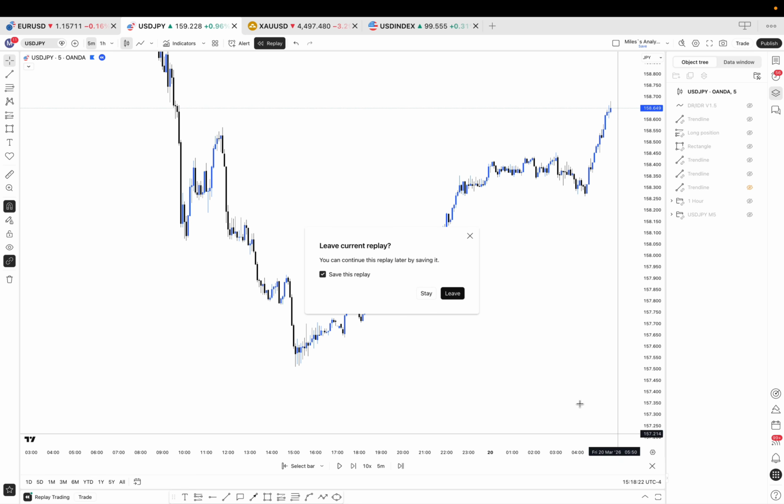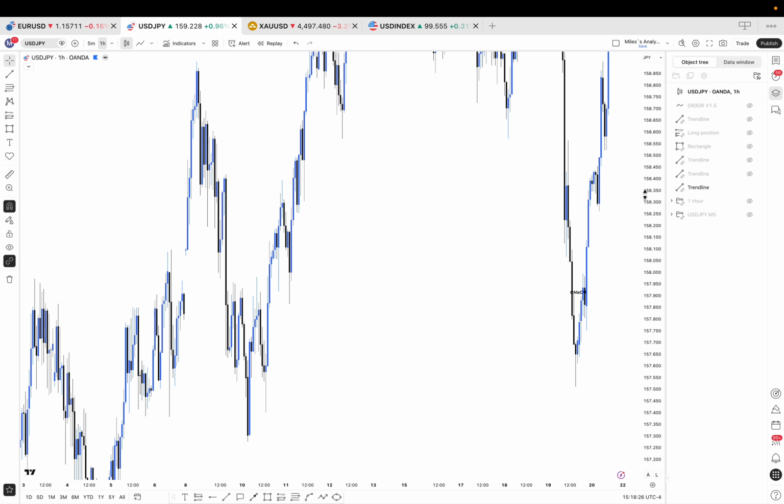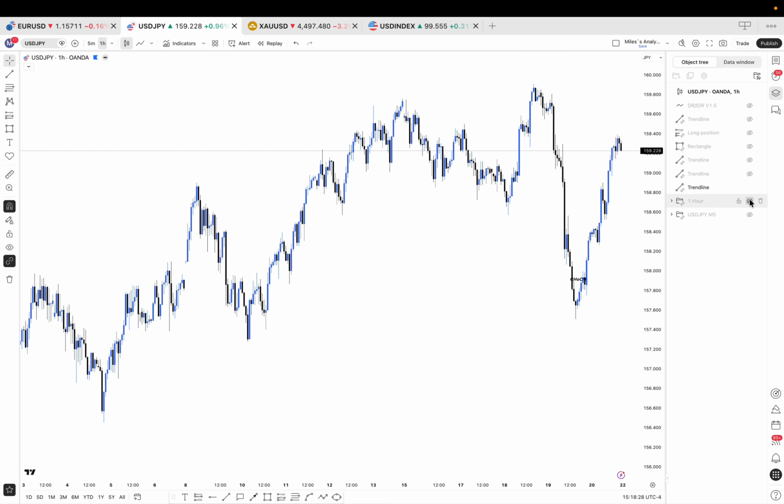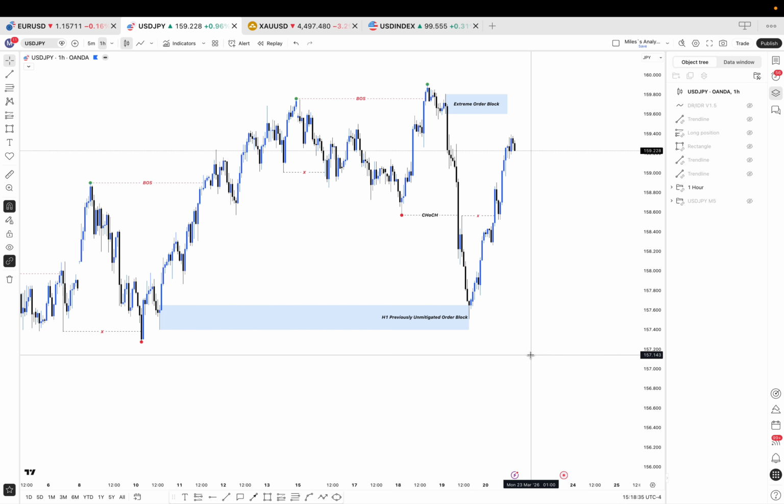Let's look at the 1 hour time frame and see how price was being delivered in the previous week. Okay, it seems I already have analysis here on the 1 hour time frame, so I'm just going to explain to you the analysis that I currently have.